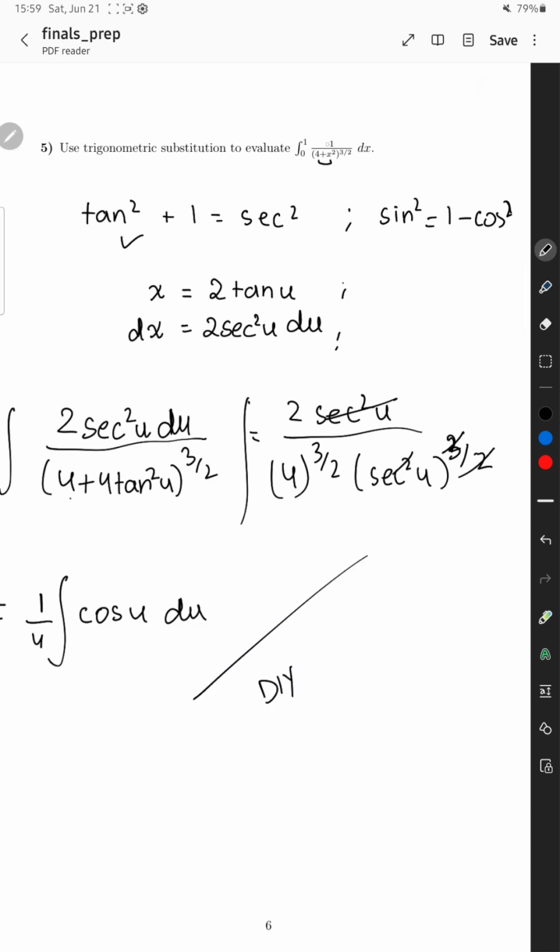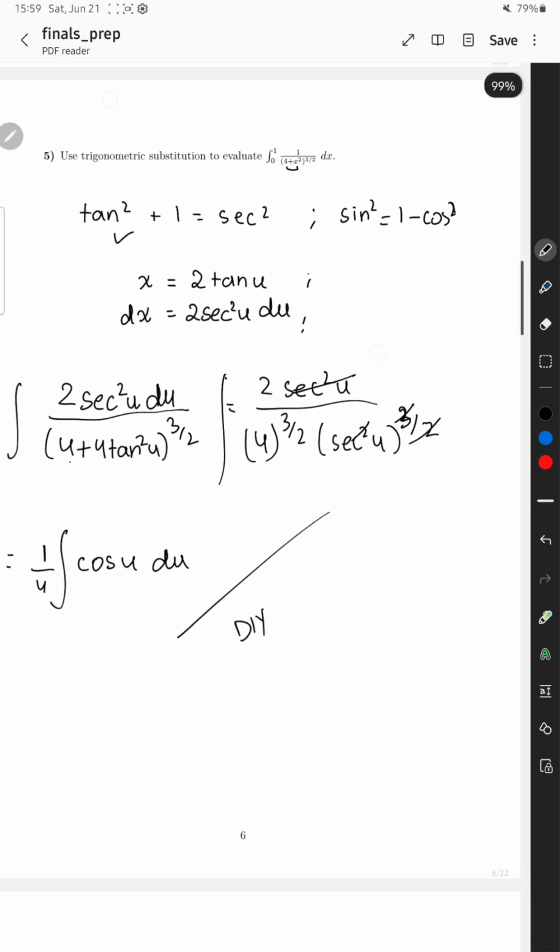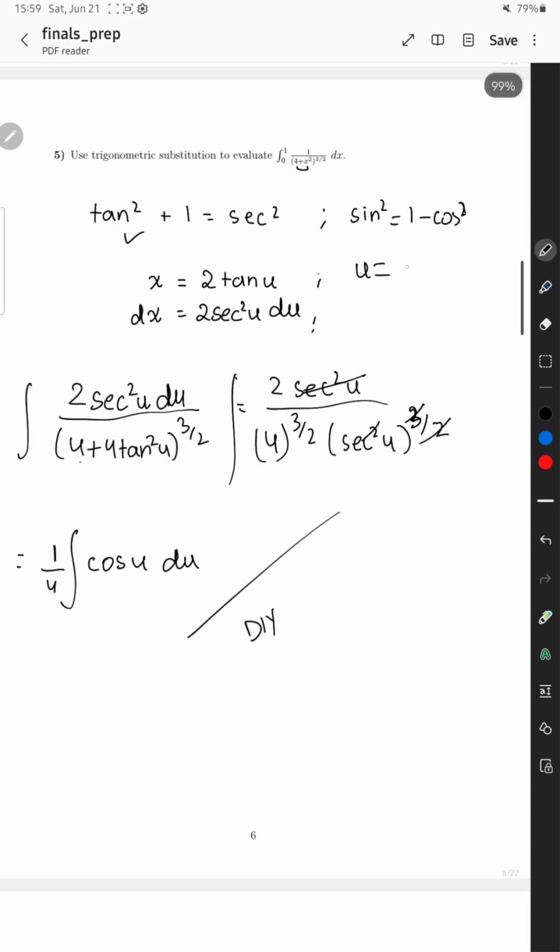I'll just look at the limits first. So u equals tan inverse of x by 2, and you need to evaluate it from tan inverse of 0, which is 0, to tan inverse of 1 over 2. I think it's less than 45 degrees, it would be some angle less than pi by 4. So you'll have to actually do that from the calculator and just plug in the values and you'll get the answer.